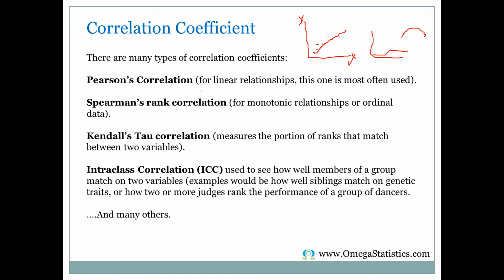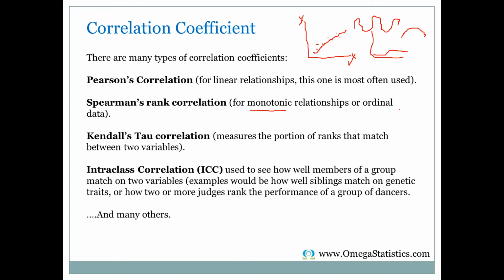Spearman's is for monotonic relationships or ordinal data. Monotonic means it's just kind of moving in the same direction. You're not having this kind of thing going on. It's not going up and down. You need to have some kind of a monotonic relationship. It doesn't necessarily have to be linear, but you can't go up and down and up and down.